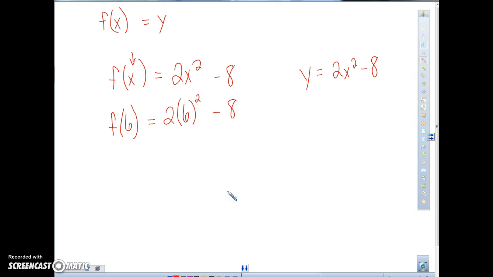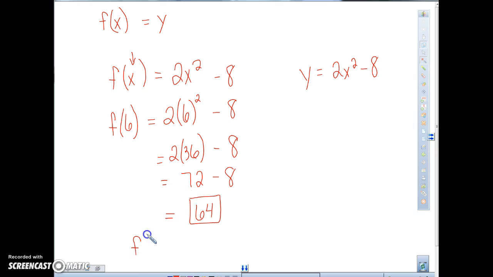So you use your order of operations. There's nothing inside parentheses to do. So next thing you would do is exponents. So we've done our 6 squared and got 36. Now we're going to do multiplication. And then lastly solve our problem. So we get 64. So our function evaluated at 6 is 64.